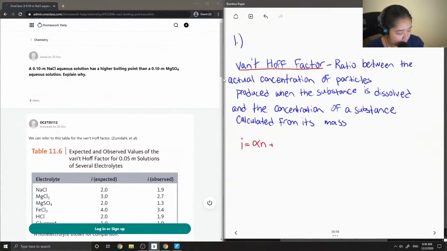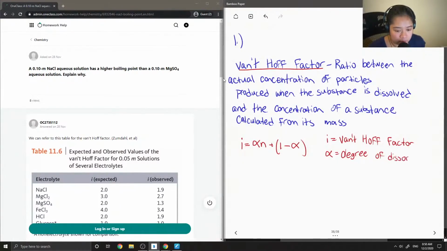So that is an alpha. So here, i is equal to the Van't Hoff factor. Alpha is the degree of dissociation. n is the number of ions formed.